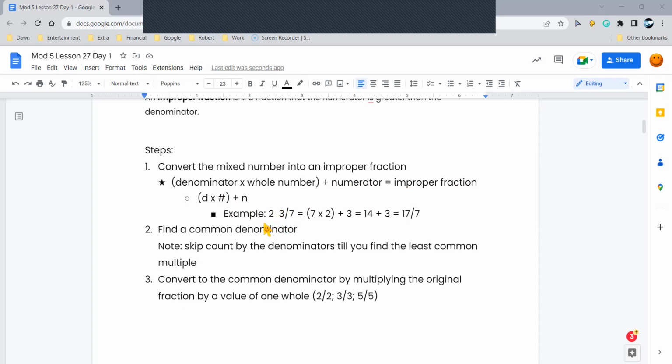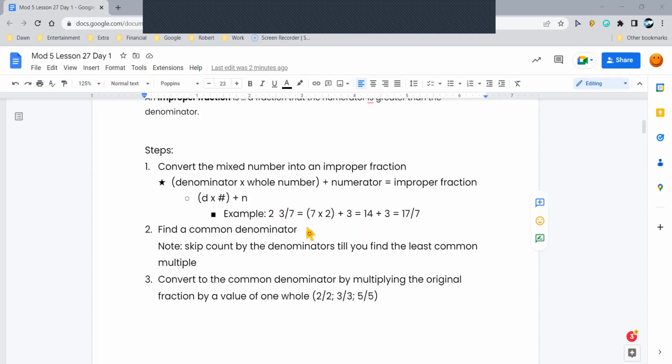We take the 7, multiply by 2, add the 3. So 7 times 2 plus 3. 7 times 2 is 14. Bring the 3 over. 14 plus 3 is 17, and I put it over my denominator. So I turn it into an improper fraction.